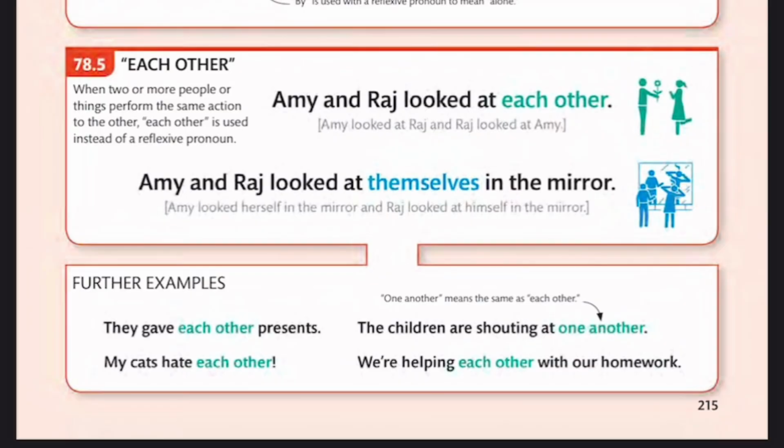Additionally, when two or more people or things perform the same action to the other, each other is used. So Amin and Raj looked at each other. That is, Amin looked at Raj, Raj looked at Amin. Amin and Raj looked at themselves in the mirror. Now look at the diagram there. You can see that we have two people. So that means Amin looked at herself in the mirror. Raj also looked at himself in the mirror.